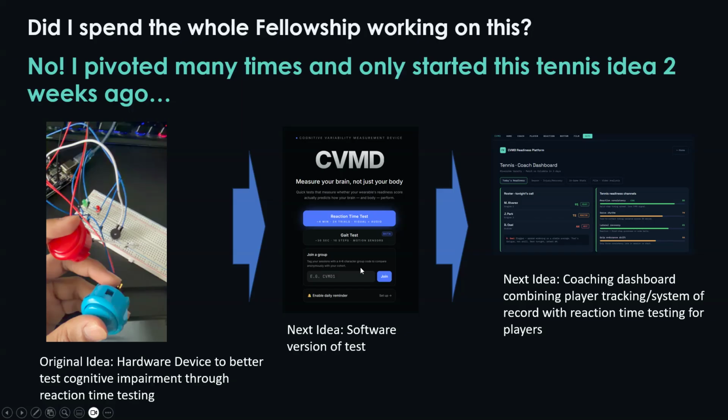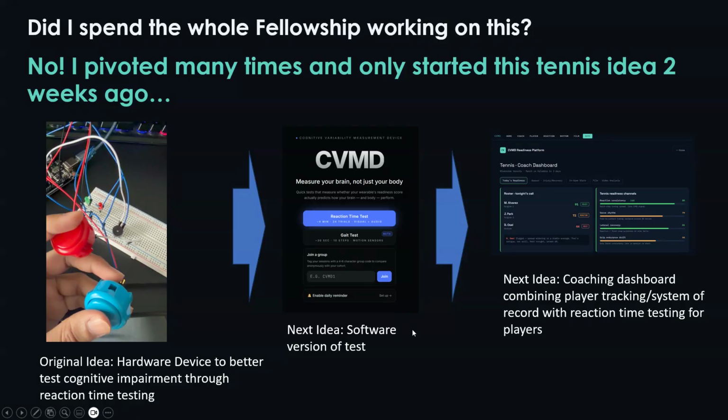Now, the question you may also be asking is, did I spend this whole time, the last 3 months of the fellowship, working on just this tennis idea with limited data points? The answer is no. I've had the fortunate opportunity to pivot a few times. I started by building a hardware device to better test cognitive impairment through reaction time testing, which I then converted into a software version, which I then converted into a full-on coaching dashboard that measured player performance, player injury, and paired it with the reaction time testing. However, I decided to focus my efforts on the tennis idea.